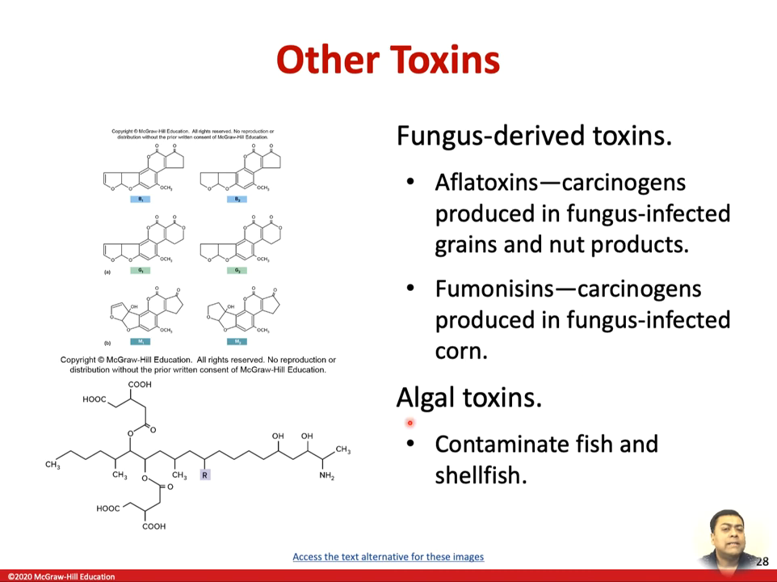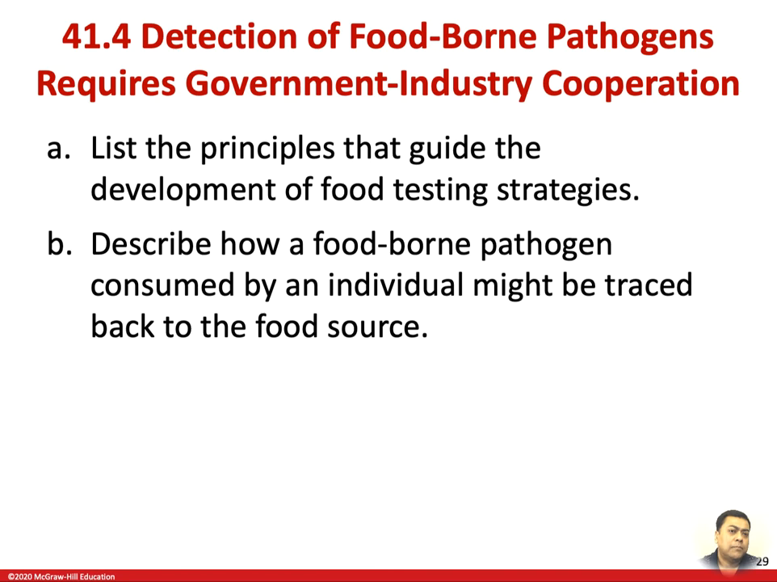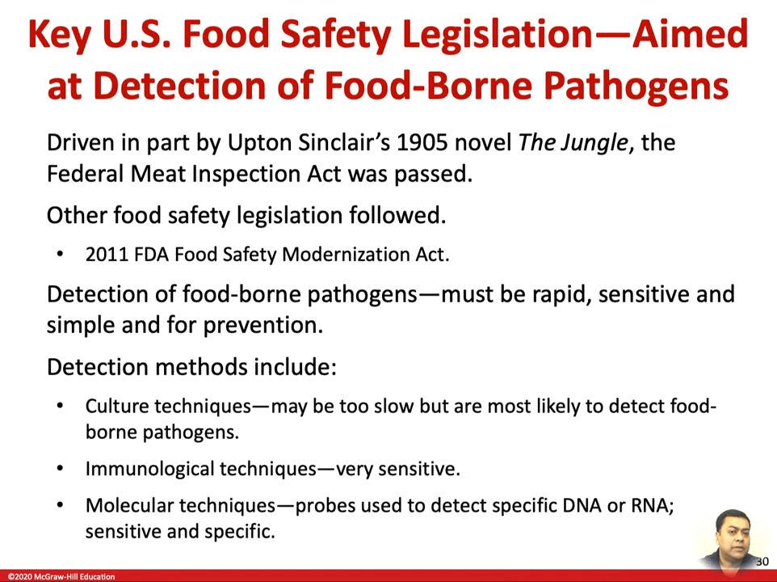Also, the last one is the algal toxin. There are some algae, and some of these toxic algal blooms can also contaminate fish as well as shellfish. The next portion we are looking at is how we detect foodborne pathogens, and this requires government-industry cooperation, so we're taking a look at these procedures.